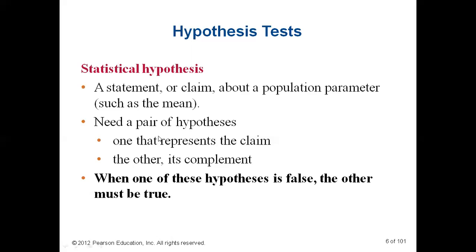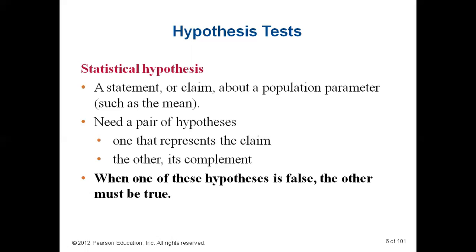So for a hypothesis test, we need a pair of hypotheses, one that represents the claim and the other its complement. When one of these hypotheses is false, the other must be true. So we can say it's like a binary statement. Suppose the first statement represents the null hypothesis and the second represents the alternative hypothesis. Either our null hypothesis will be true or our alternative hypothesis will be true. At a time, both cannot be true. So it's like a binary decision.